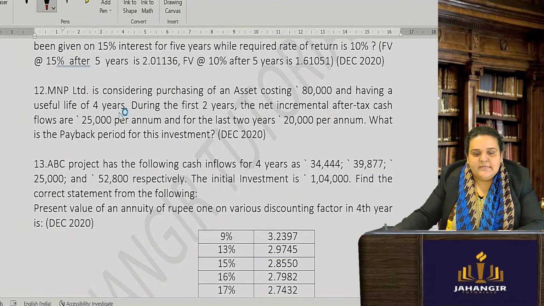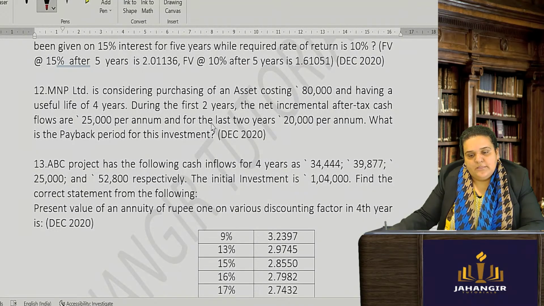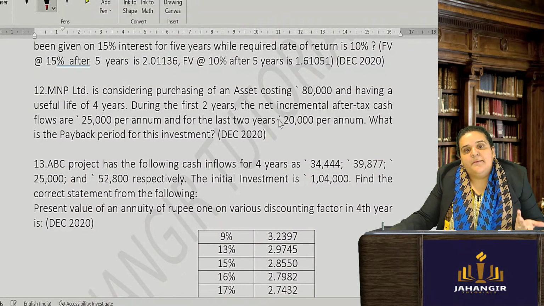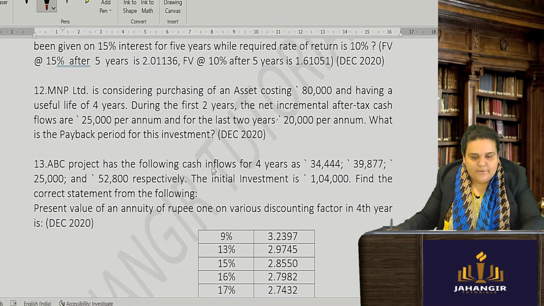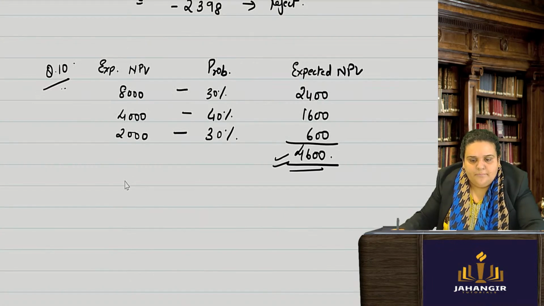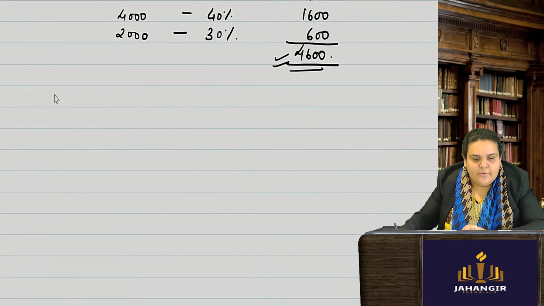MNP Limited is considering purchasing an asset which costs 80,000 and has a useful life of 4 years. During the first 2 years, the incremental after-tax cash inflow is 25,000 per annum, and in the last 2 years it is 20,000 per annum. What is the payback period of this particular investment? They have not given me any discount factor, interest rate, nothing. So easy.